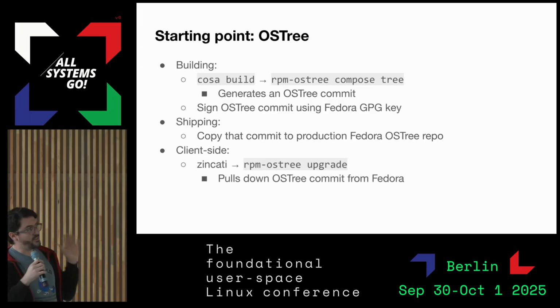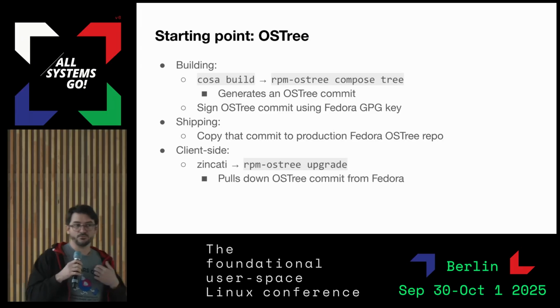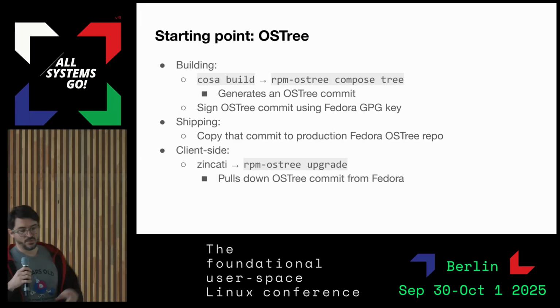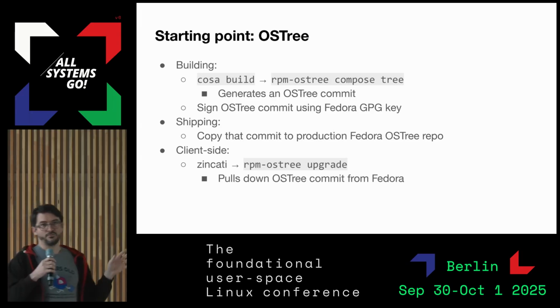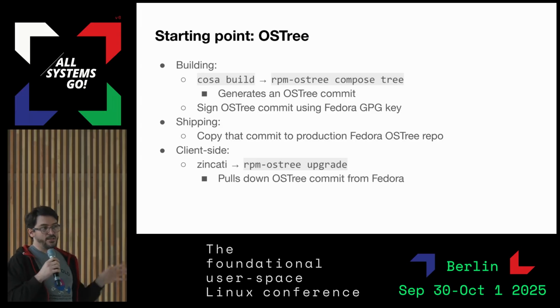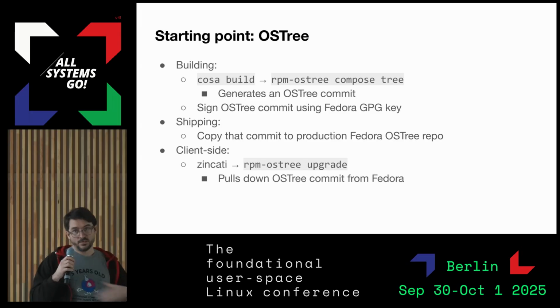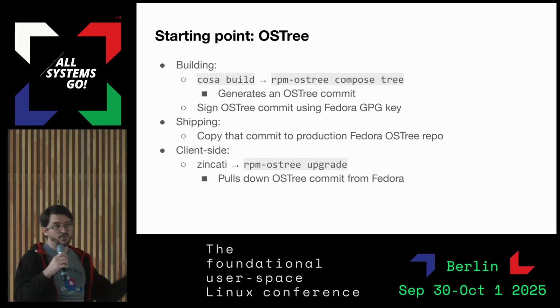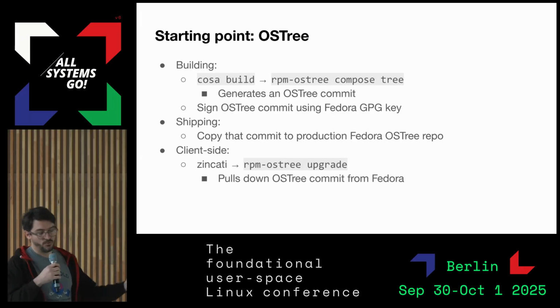So what Zincati allows us to do is this: even if we don't have control of the systems that people install Fedora CoreOS on, we don't control where they are running and what they are running. So we let them decide when they actually want the system to be updated, and at the same time, we don't roll out the update to everybody at the same time. Progressively, we roll out the update, and the clients will fetch the update and actually reboot the nodes, etc. That's what Zincati does.